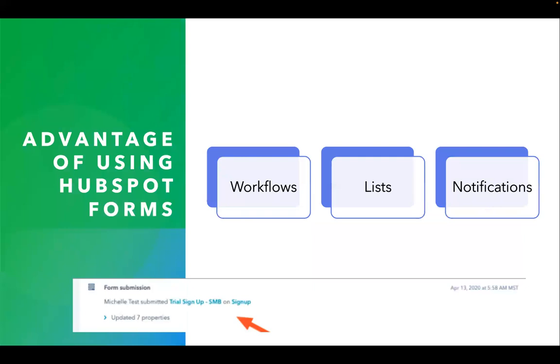So what are the advantages of using HubSpot forms versus an external third-party form? Although you do have the option of using a non-HubSpot form, there are some advantages of using HubSpot forms. Because they are native to HubSpot, forms allow you to capture data that you can use within automatic triggers. Those triggers can enroll contacts or visitors within workflows, lists, or even send internal and external notifications as well.